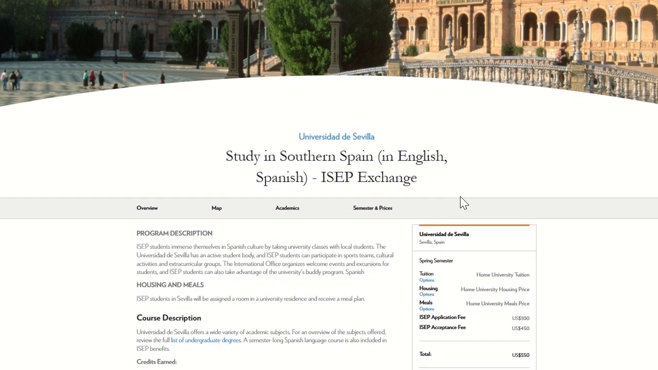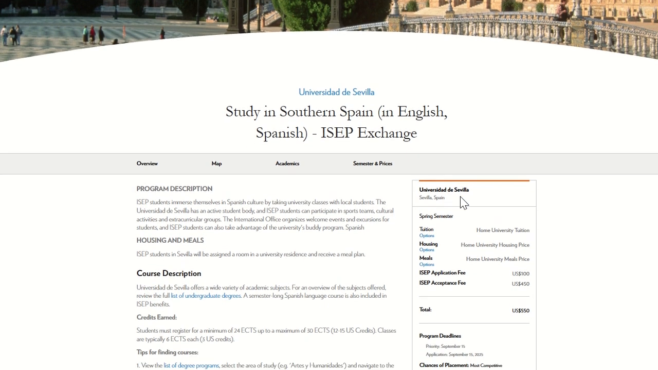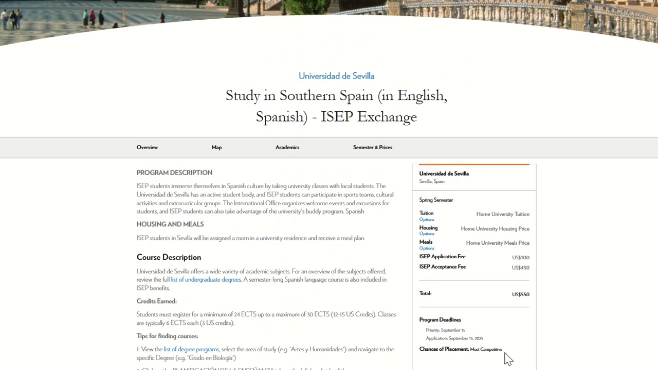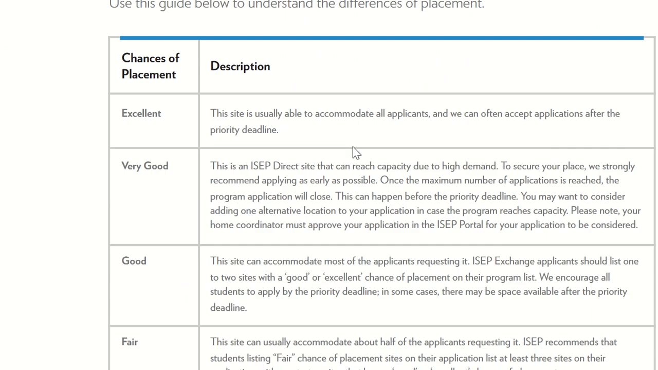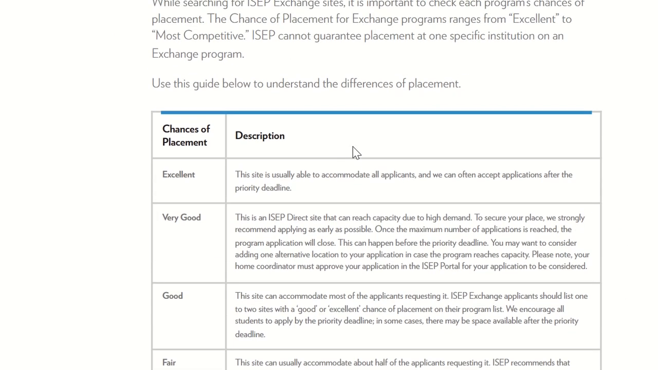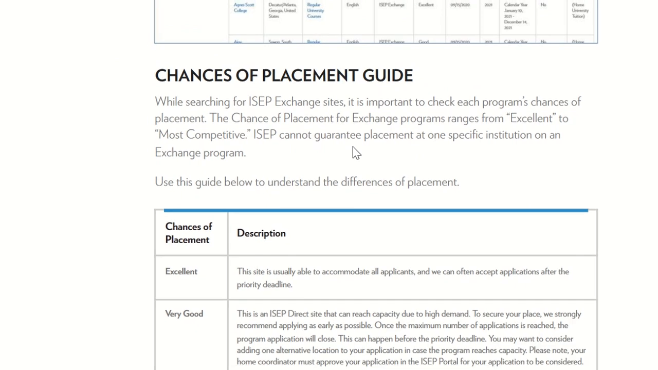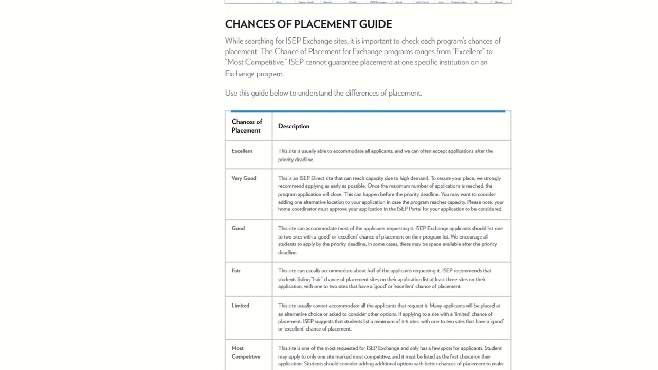You can see the chance of placement of an ISEP program on the right-hand side of the program page. We encourage you to review the Chance of Placement webpage for further information on the chance of placement levels. To increase your chances of receiving an ISEP Exchange placement and to make your application more competitive, we encourage you to list at least 1 to 2 programs with a good or excellent chance of placement.